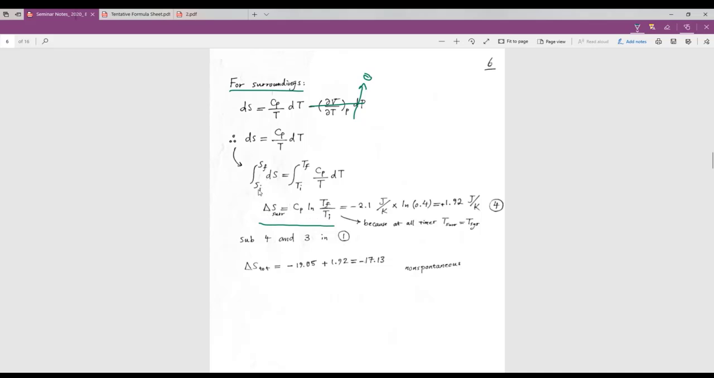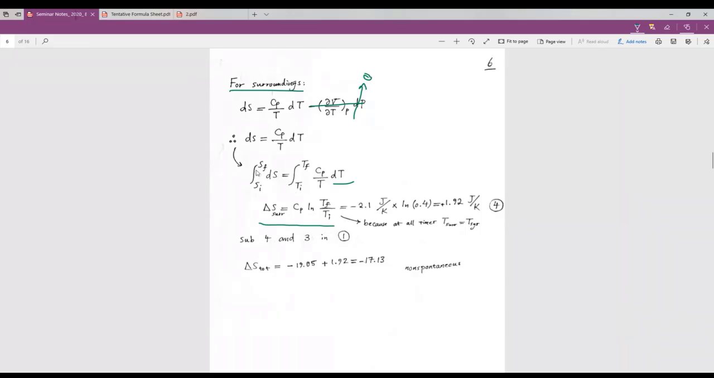Anyways, in here, we take the integral for the left-hand side from initial to final. For the right-hand side, it's temperature. So it goes from T initial to T final. Okay, Cp over T. Sorry, actually. Okay, good. So if I take the integral, what is Cp here?